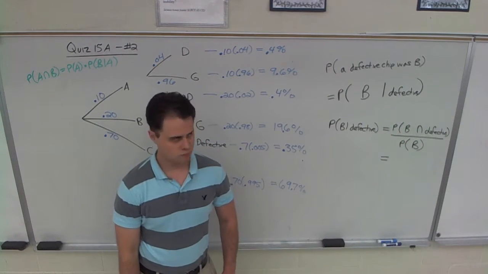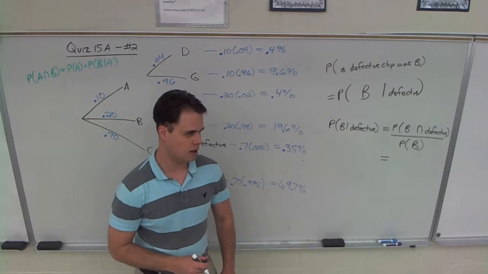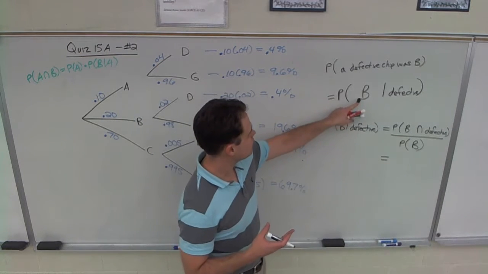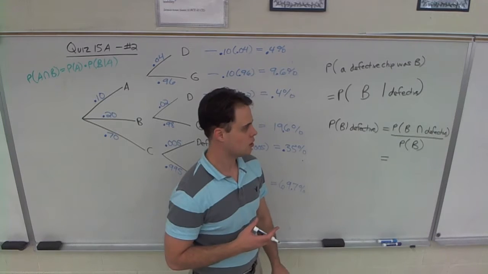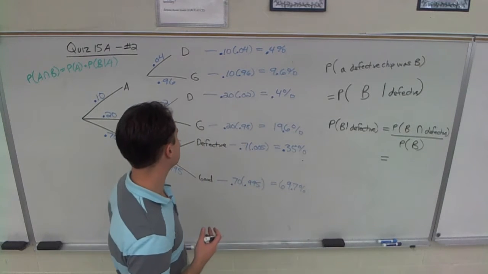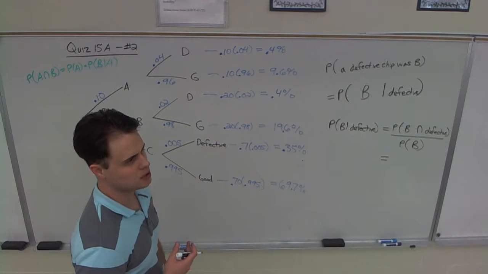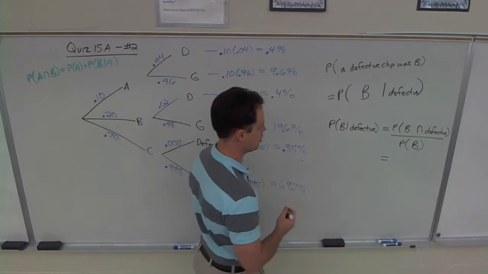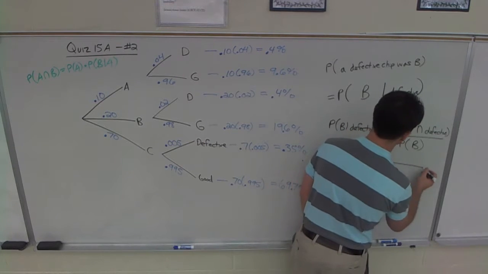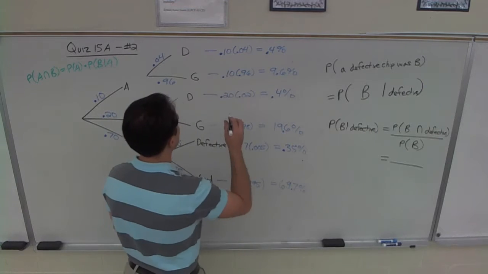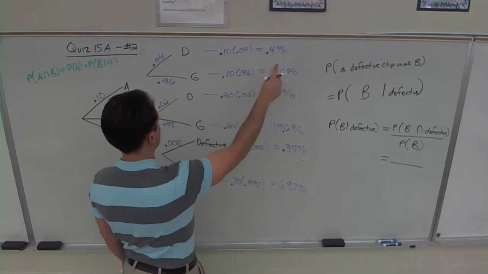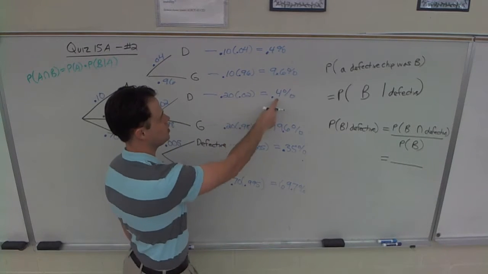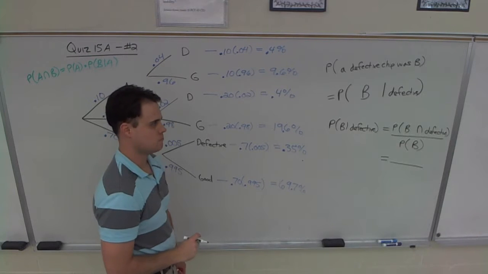Okay? And even if you're not super comfortable with that law, I think it's important to get comfortable with it. But you could really just think about what's the probability that it came from B given that it was defective. Given that it was defective means your sample space is limited to what? All the defective chips. So you can really just look at all those defective chips and add those up, which is this one and this one, and take the ones that came from B out of that total, right? So that's another way to do it.